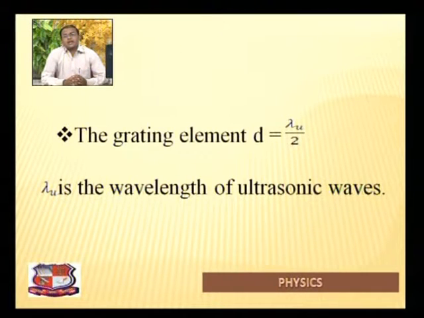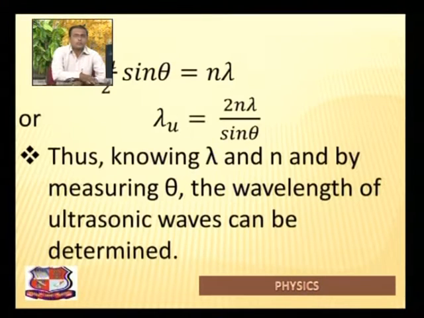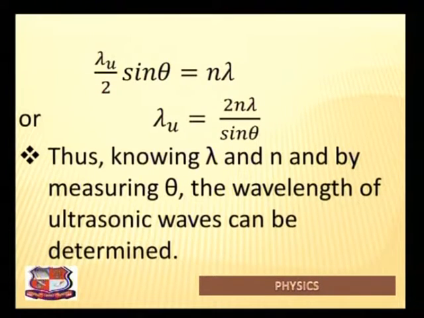So you can write the grating element as d equal to lambda u by 2, where lambda u is the wavelength of the ultrasonic wave. Then lambda u by 2 times sin theta is equal to n lambda, or you can write lambda u is equal to 2n lambda by sin theta. Thus, if you know the value of lambda and the value of n, then by measuring theta, you can find the wavelength of the ultrasonic wave.